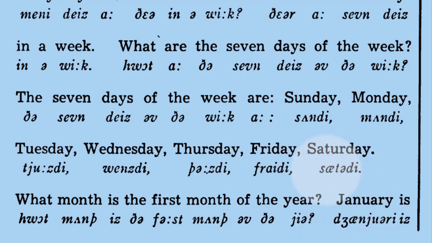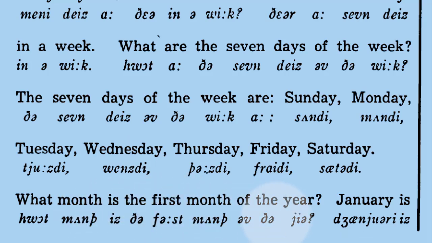لاحظ النطق. يمكن نطق هذه الأيام بطريقتين، إما Sunday أو Sunday، Monday or Monday، Tuesday Tuesday، Wednesday Wednesday. لكن الأكثر شيوعا هو A، Wednesday، Friday، Saturday.